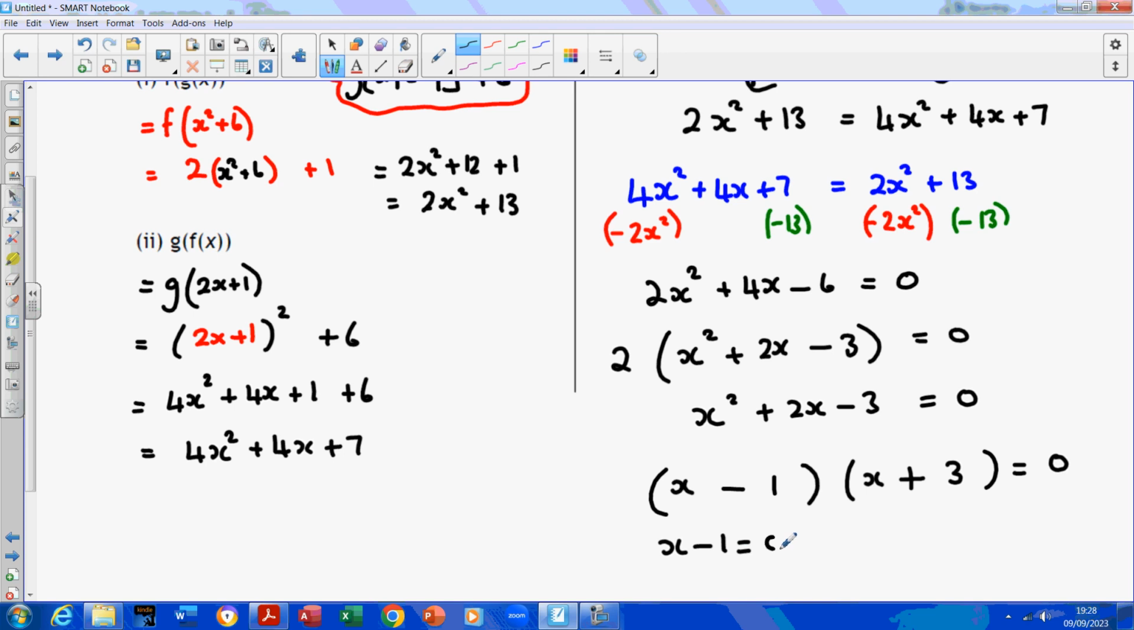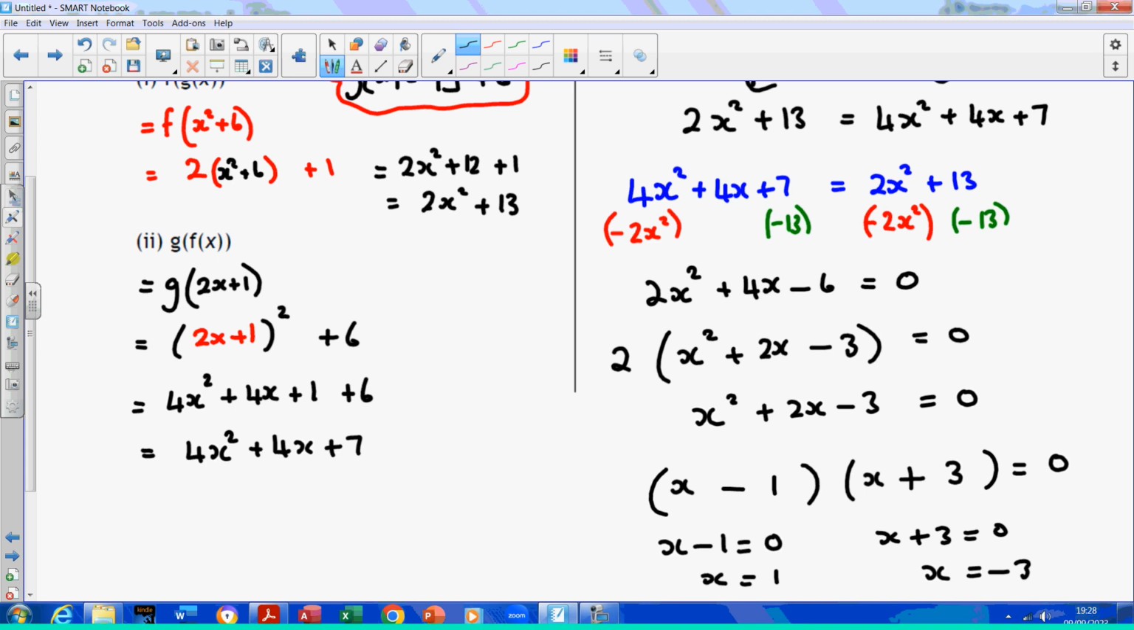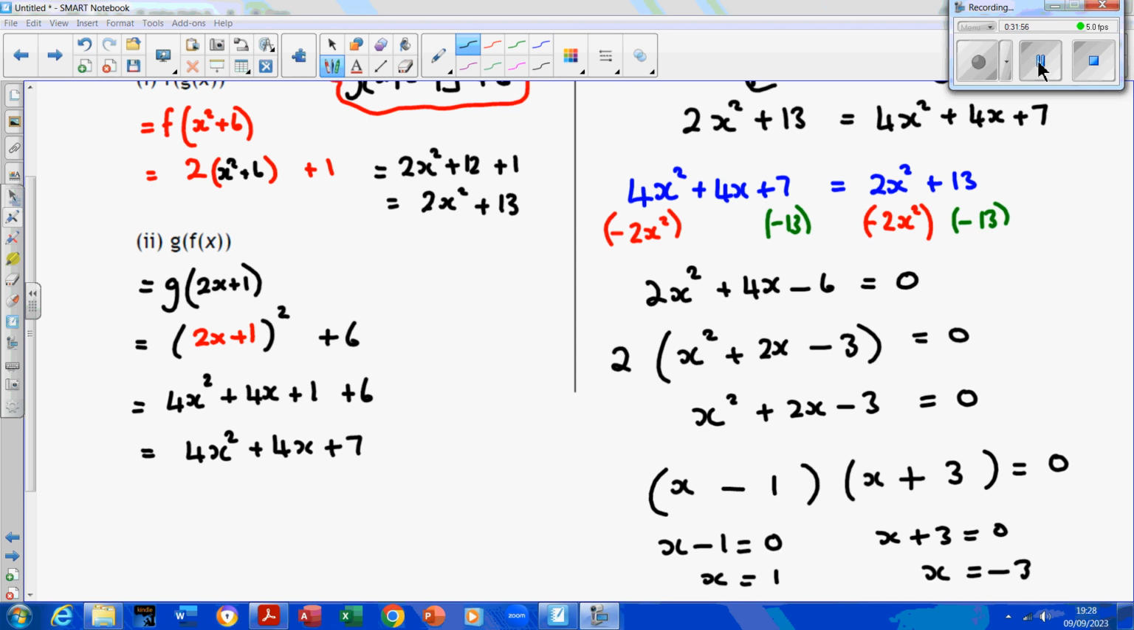So x minus 1 is equal to 0, or x plus 3 is equal to 0. So that means x is equal to, add 1 onto both sides, x is equal to 1, and x is equal to, take 3 away from both sides, minus 3. So you can see already that your National 5 is overlapping here. You've got wee bits to do. Whenever you've done the higher part of it, you might have a wee bit that goes back to National 5.